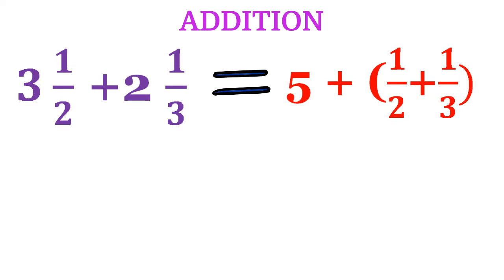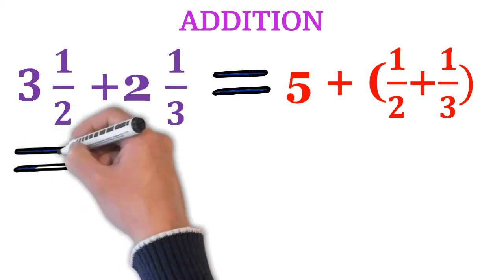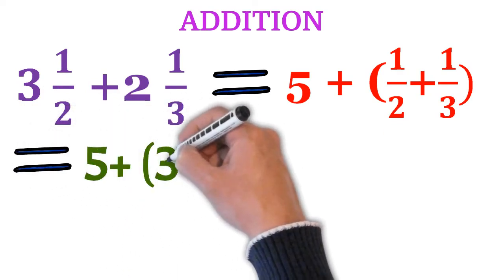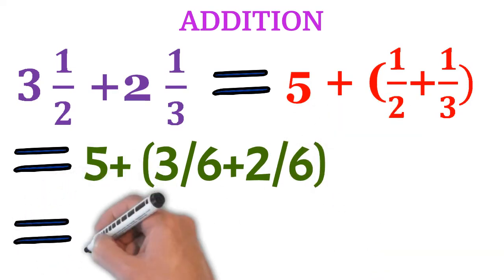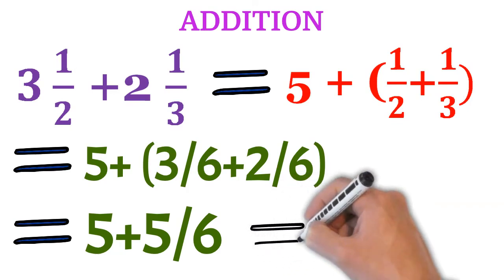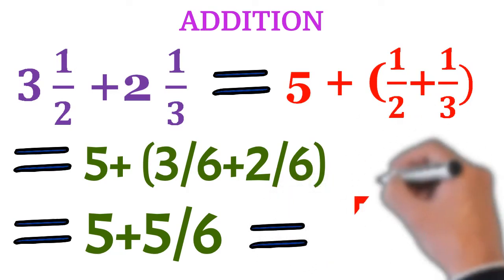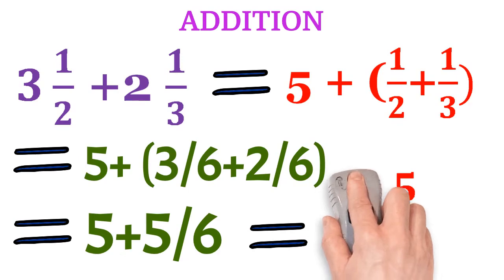Step 2. Now if the fractional parts are like fractions, they can be added using the method for addition of like fractions. And if unlike fractions, then they can be added using the method for addition of unlike fractions. That is, 5 plus 1 by 2 plus 1 by 3 equals 5 plus 3 by 6 plus 2 by 6. That is equal to 5 plus 5 by 6. And the answer is 5 whole 5 by 6. This is the answer.